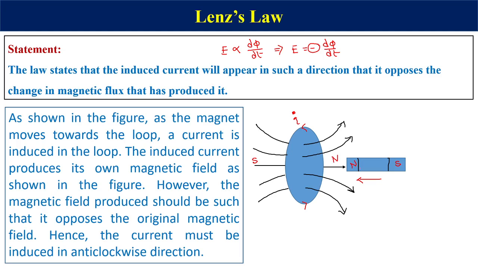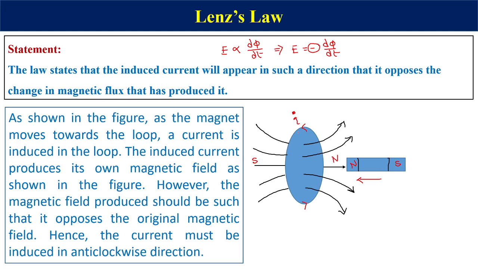In this case, we have shown a bar magnet and a loop. Whenever the bar magnet is brought nearer to this loop, what will happen? There will be a current induced in this loop, but in the very beginning we do not know what the direction of the current should be. Now, the direction of the current according to Lenz's law should be such that it opposes the change in magnetic flux linked with the coil.